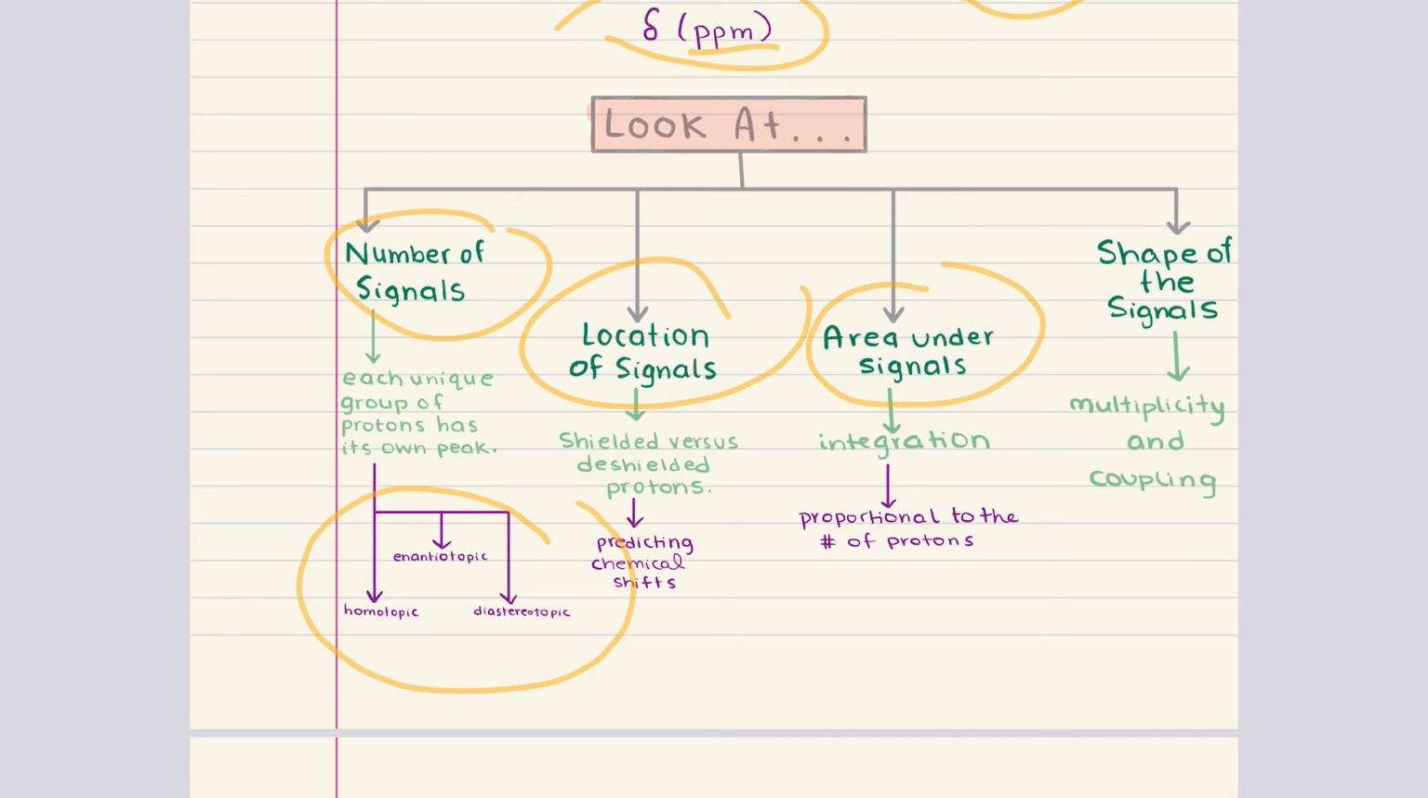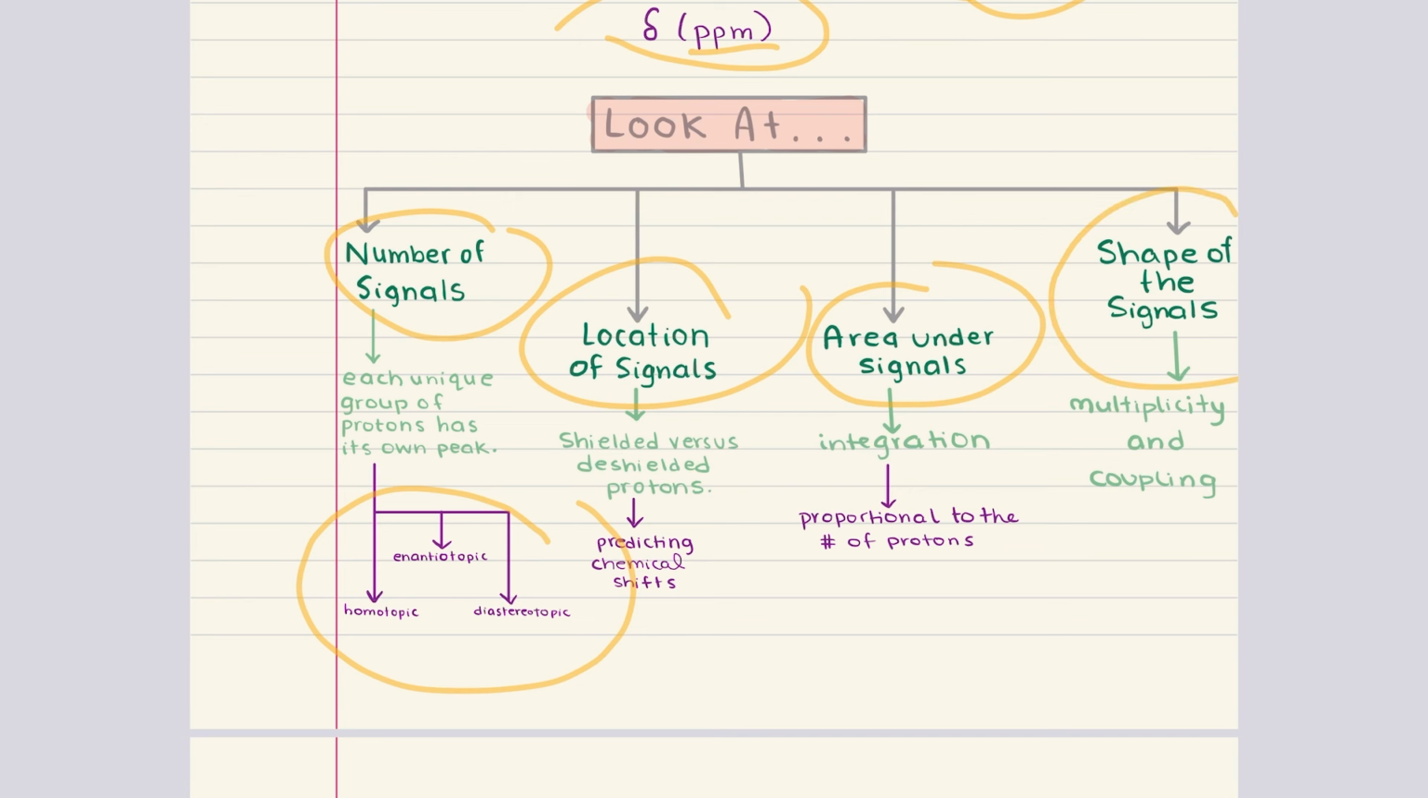The third thing we want to pay attention to is the area under each signal. This is called integration, and it tells us the relative number of protons that give rise to each signal. In other words, if one peak has twice the area of another, that means it corresponds to twice as many protons. And this information helps us determine how many hydrogens are in each unique environment.